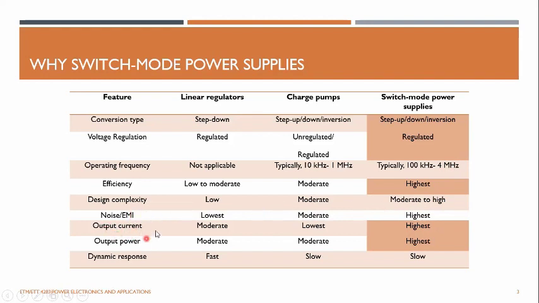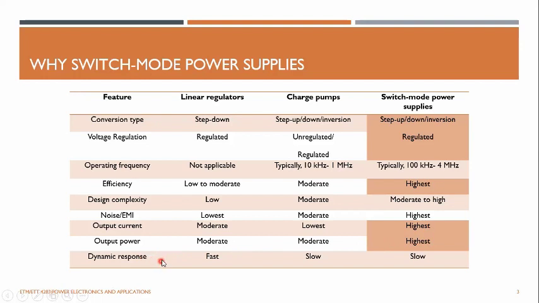Depending on the output current deliverability, the charge pumps offer the lowest output current. The linear regulators can provide moderate output current. Switch mode power supplies have the highest output current capability. Output power is also highest in the switch mode power supply.